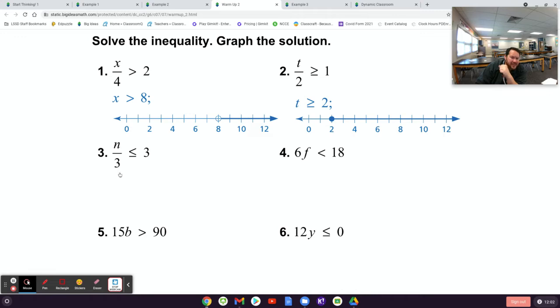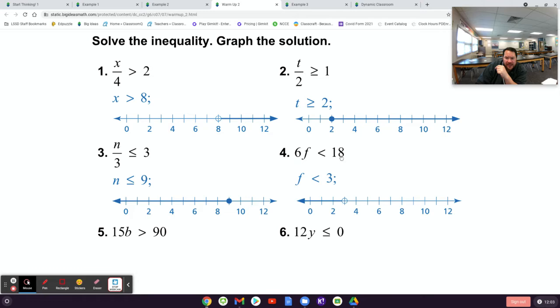Try this one. n divided by 3 is less than or equal to 3. Okay, you multiply each side by 3, and you get n is less than or equal to 9. So filled-in circle at 9, arrow to the left. 6f is less than 18. What's the solution for that one?